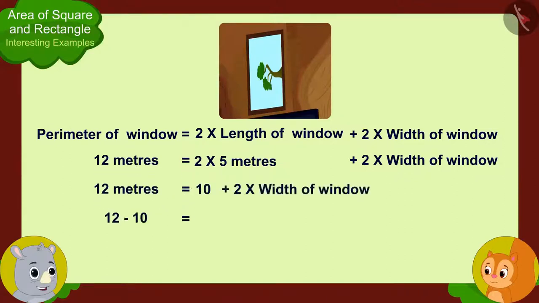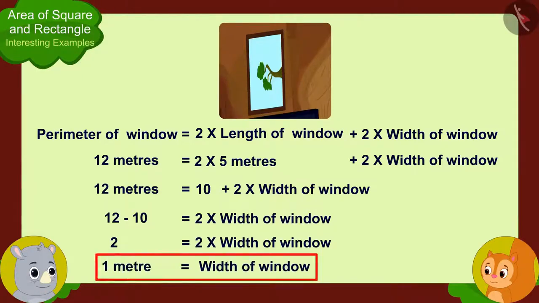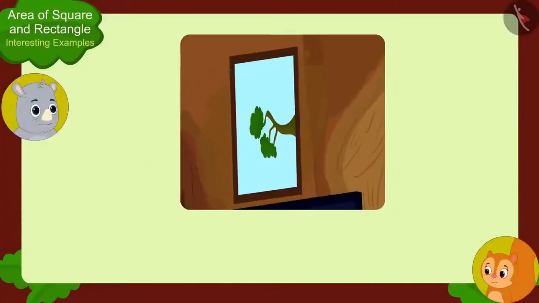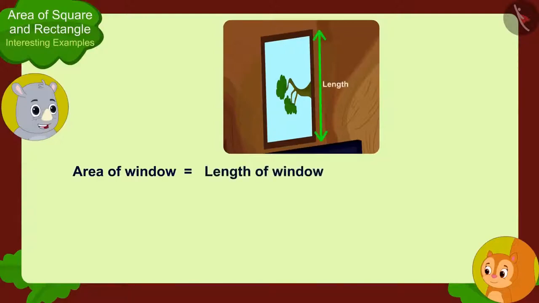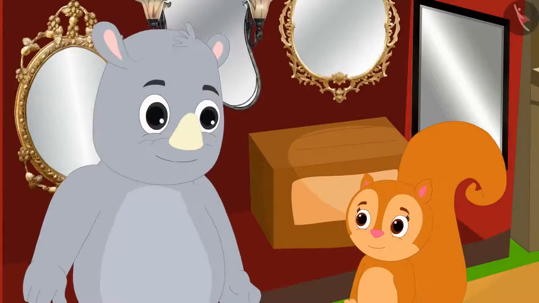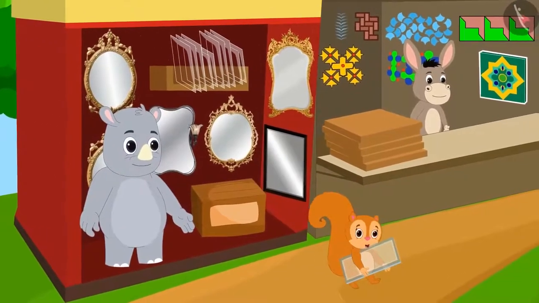Now look, Chanda, we can easily find the width of your window in this way. Look, the width of your window is 1 meter. Now, because your window is rectangle shaped, we only have to multiply the length of the window by the width of the window to find the area of the glass in your window pane. In this way, the area of your glass will be 5 times 1, 5 square meters. Chanda thanked Gaggu and happily returned home after purchasing her glass from his shop.